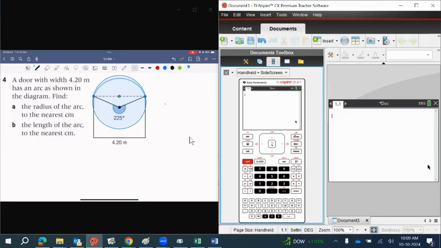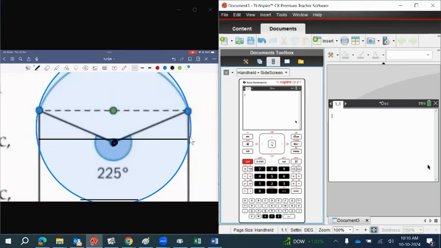The diameter of the circle is going through here like this. This is where the diameter of the circle is, and we're asked to find the radius. So what we need to do is first start by finding this angle in here. This angle here is going to be 135. We've got 360 degrees there, and this one gets us to 135.